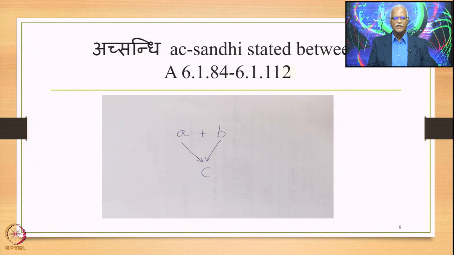In ekasthanika ekadesha, we had A plus B in samhita mode and A was getting substituted by C. So A plus B was the input and C plus B is the output in ekasthanika ekadesha. And now in dvisthanika ekadesha, we observe that there are two sthanis, two substituents. A plus B is the input, but the output is only C.